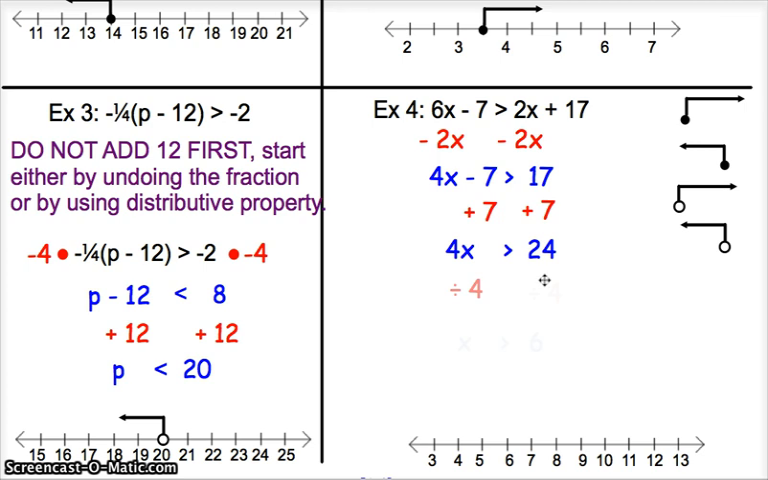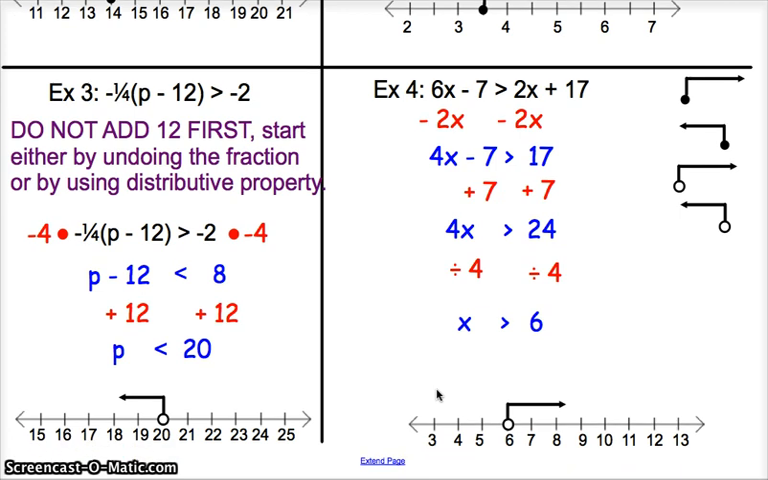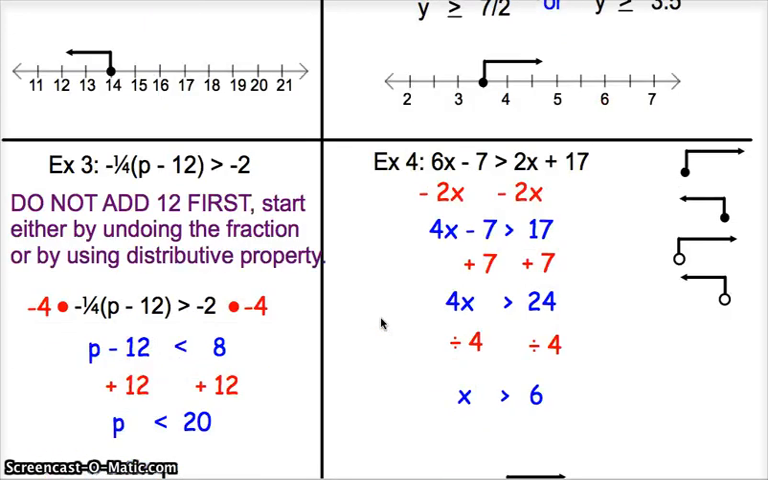Let's divide both sides by 4. I'm now left with x is greater than 6. Does the sign stay the same or switch? Well, I divided by a positive, so it's going to stay the same. There it is, x is greater than 6 is my answer. I'm not including 6, but I am including everything bigger, so that is my graph. And then I am all done with the examples.